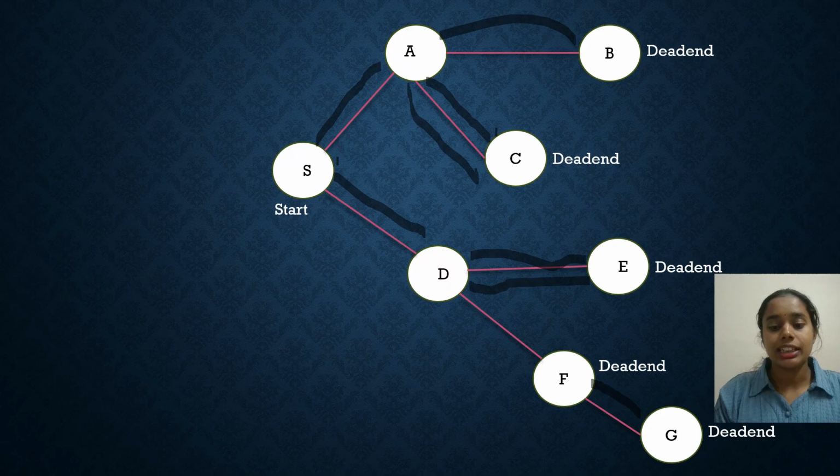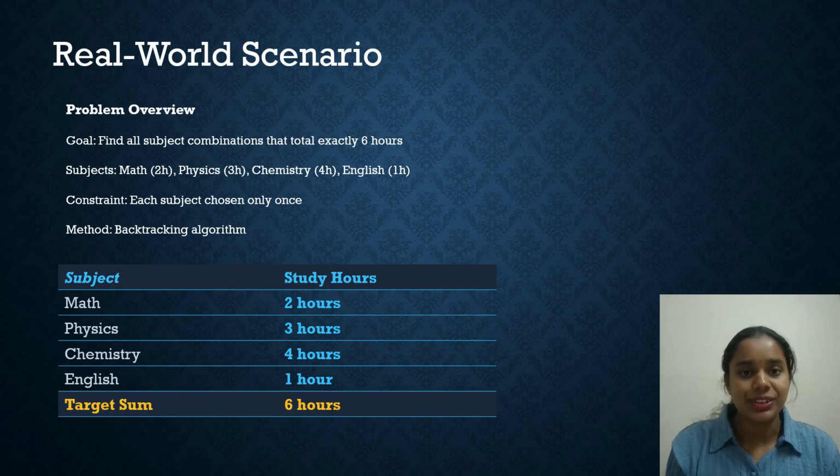When it reaches G, the result is satisfied, as it has reached the node G. This is how backtracking works. Now let us check a real-world scenario.